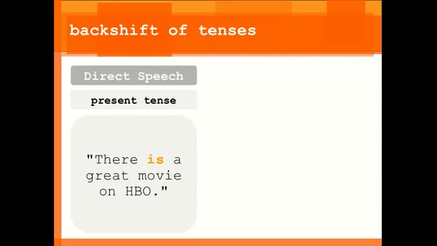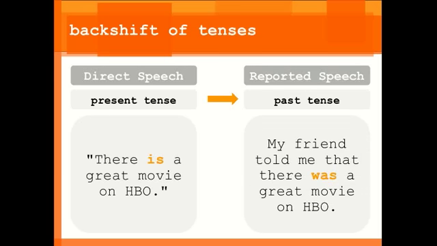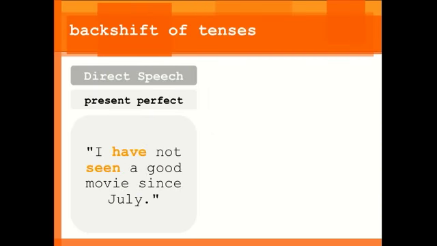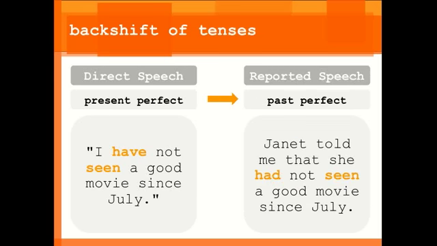Direct speech, present tense, you have the sentence, "There is a great movie on HBO," which in the reported speech becomes past tense, of course. "My friend told me that there was a great movie on HBO." The present perfect in the direct speech, "I have not seen a good movie since July," which in the reported speech becomes, "Janet told me that she had not seen a good movie since July." Present perfect becomes past perfect.